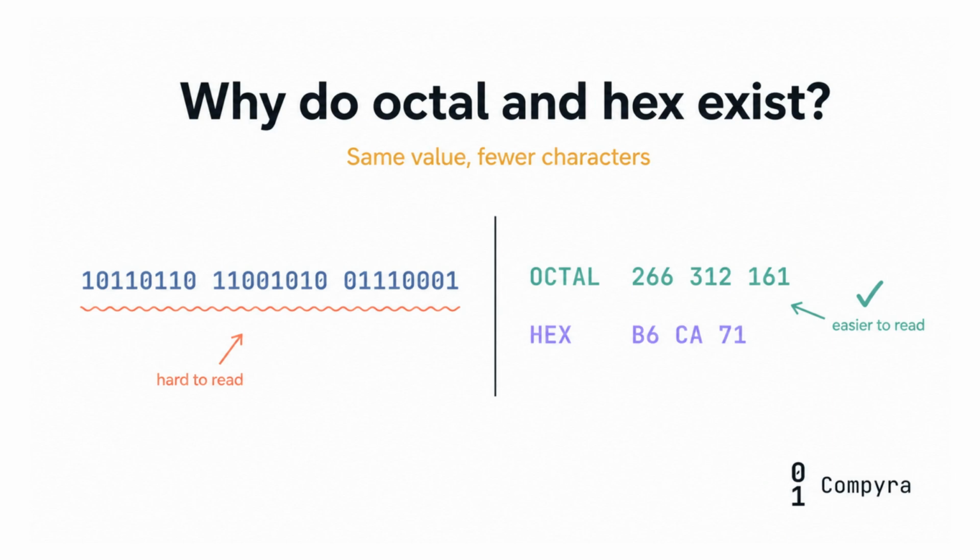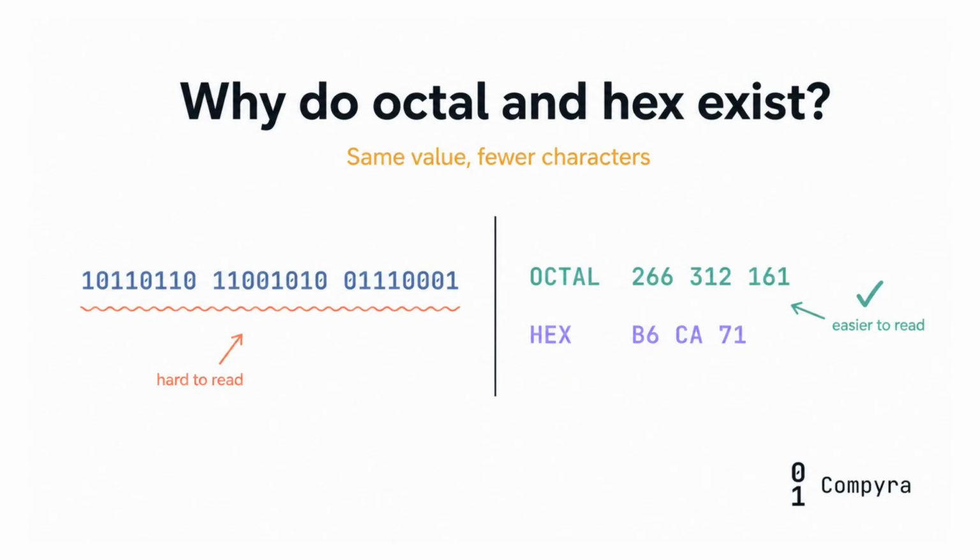All right, before we get into the conversion, let's quickly answer a fair question. Why do we even need octal and hex? Look at this binary string on the left. It's just a few bytes of data, but already your eyes are struggling. Now imagine debugging a memory dump or a crash log filled with thousands of these. Painful. Octal and hexadecimal solve that. They represent the same binary value, but in a much more compact form.